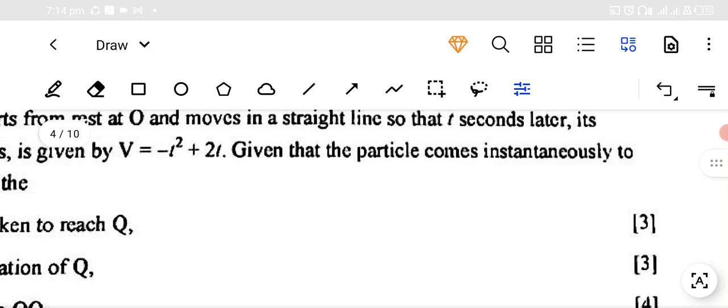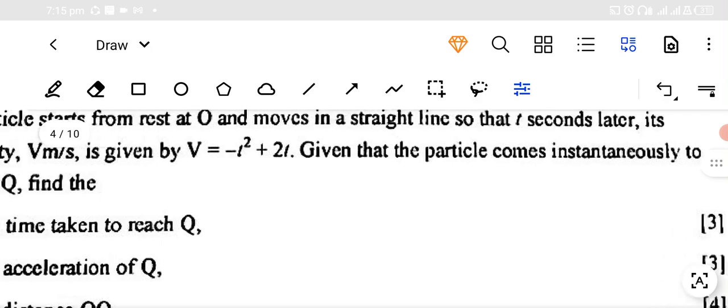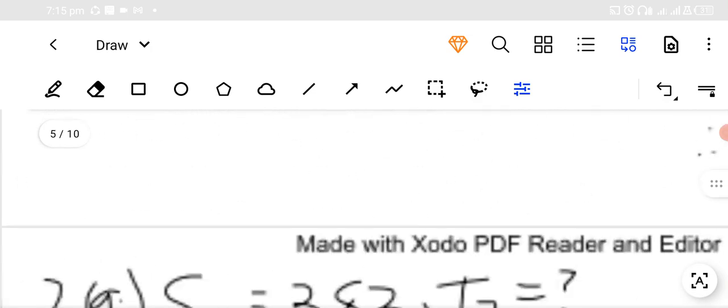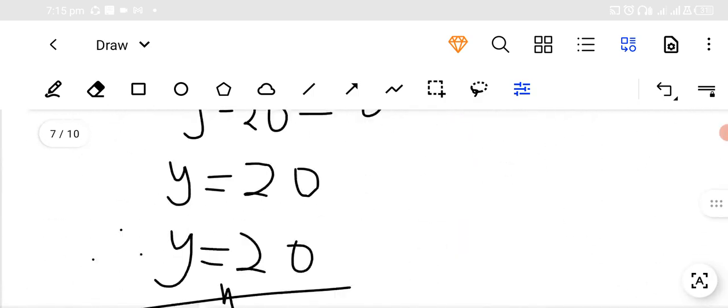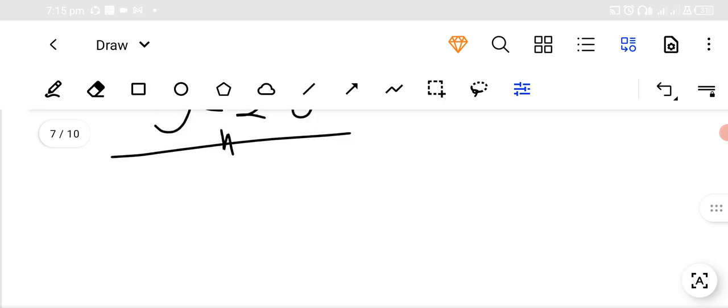Instantaneously to rest. What does it mean when a particle comes instantaneously to rest? It simply means that the particle came to a momentary halt. That's another way of saying it. Meaning that at that particular point, v is equal to 0. So v is equal to negative t squared plus 2t.